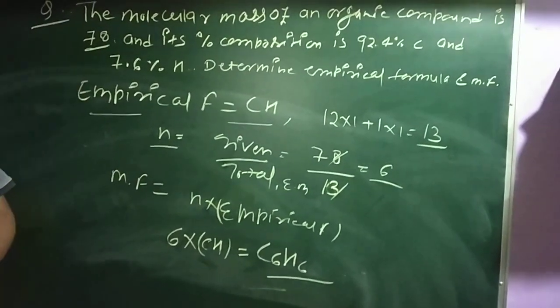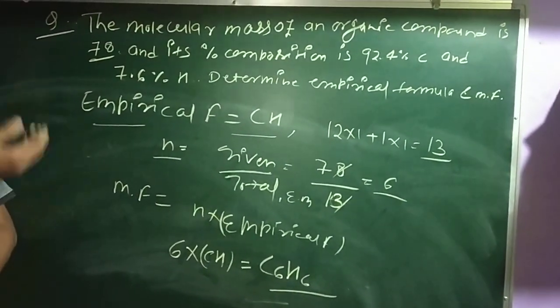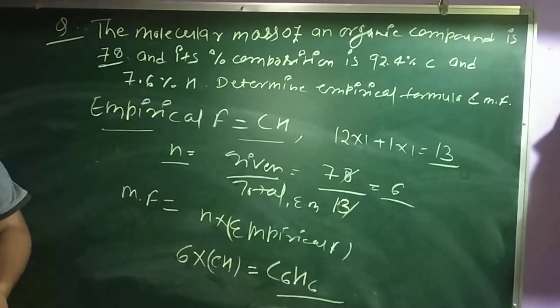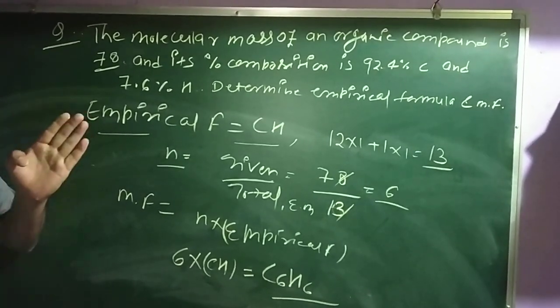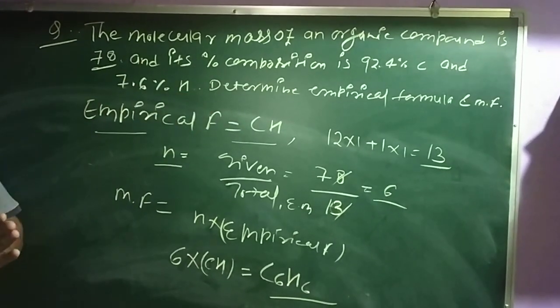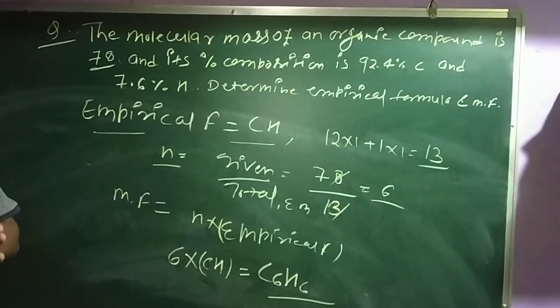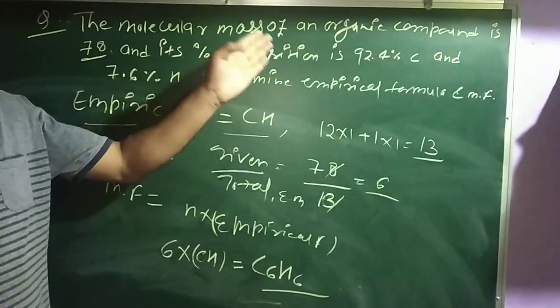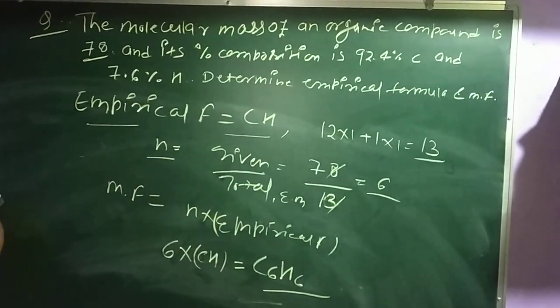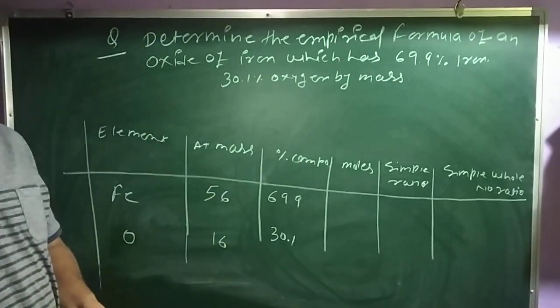So this is the way to find the empirical formula as well as the molecular formula. The molecular formula is n into the empirical formula. Clear? And what is n? n stands for the number of moles of this composition. Clear?